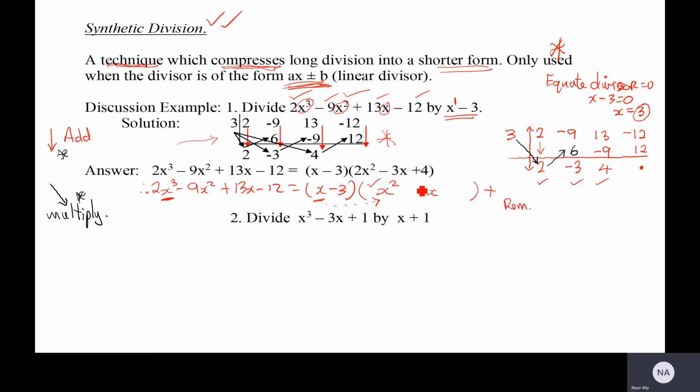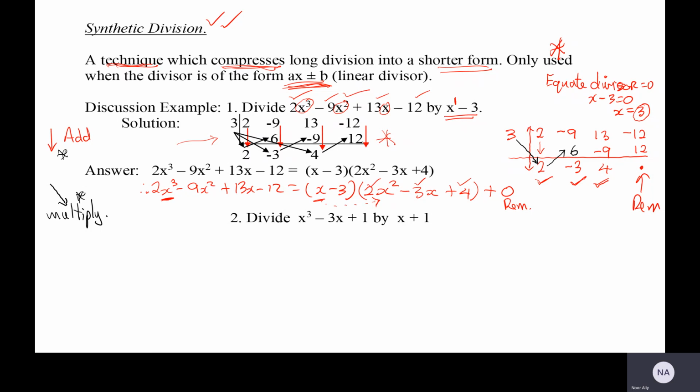And these 3 values are the values that you see here. 2x squared minus 3x plus 4. That is your quotient. And what's your remainder? 0. Do you need to write the 0? Not at all. That is your synthetic division.